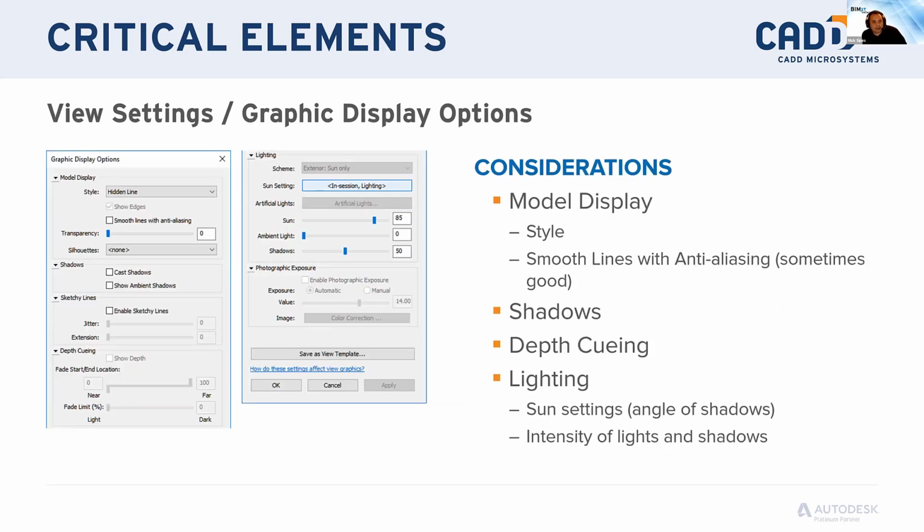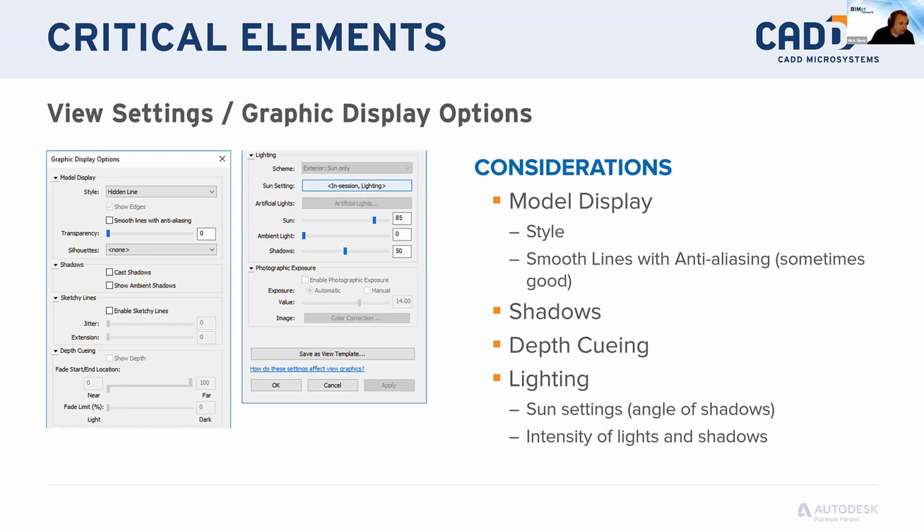Within view settings and graphic display options, there's a few things now. I think every year for the last like 3 years, they've made minor changes to this dialogue. So depending on which version you're in, it'll look different, but all of them have these same options. Model display style, pay attention to that, as what the style is affects how materials are affected.